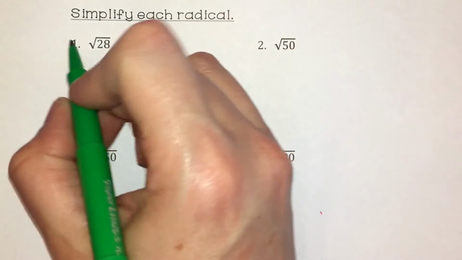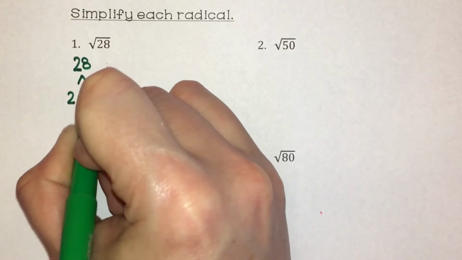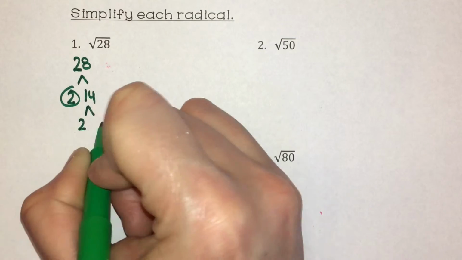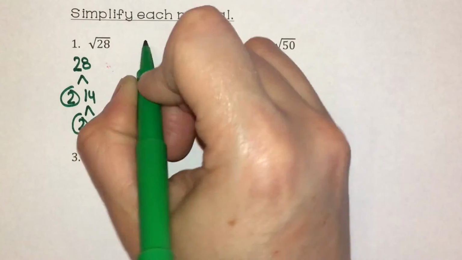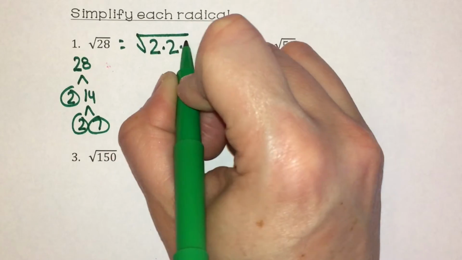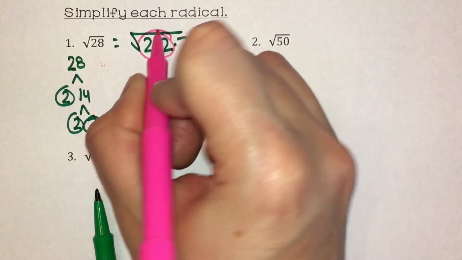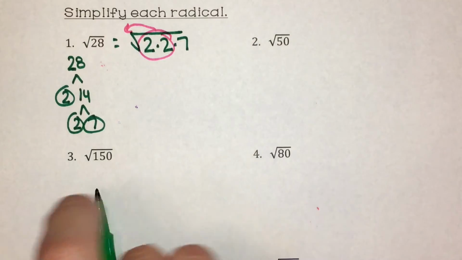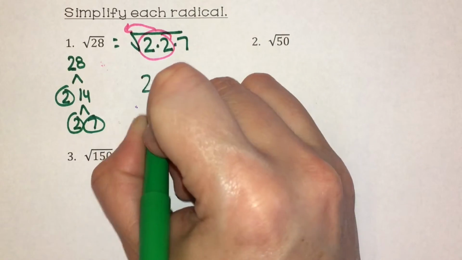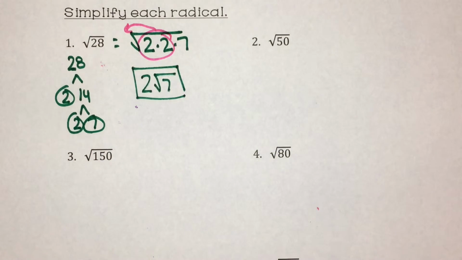All right, first one, 28 breaks down to 2 times 14. 14 is 2 times 7. So this gives me the square root of 2 times 2 times 7. We have a pair of 2's that can come out. So 2 times the square root of 7 is my answer.